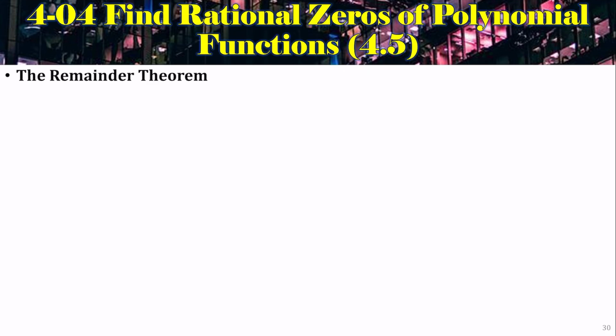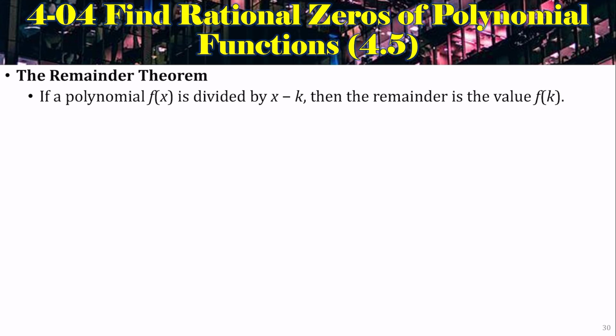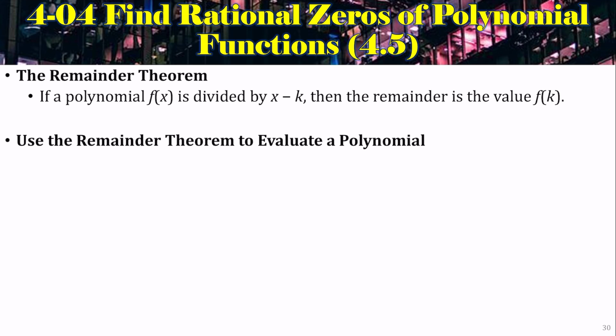All right, we have a theorem. Today we get the remainder theorem, which says if a polynomial is divided by x minus k, then the remainder is the value f of k. So in other words, if you want to find the value of f of 2, let's say, we could do synthetic division with x minus 2. The remainder would be our value. You might think, well, that sounds like it's really long. Actually, with synthetic division, it's really short.